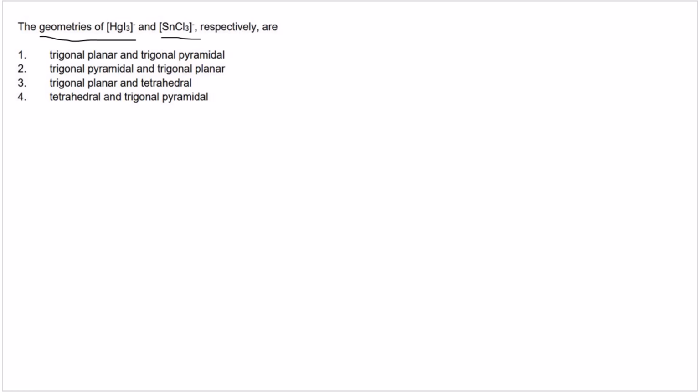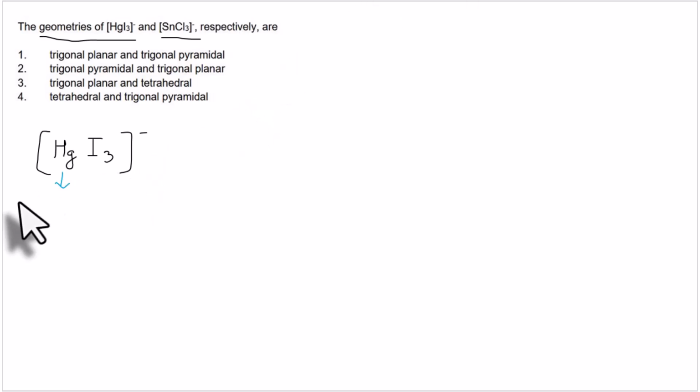So basically we have to find out the geometry of HgI3 minus and SnCl3 minus. So we will apply VSEPR theory here to predict these geometries. First is the HgI3 minus compound. Now we know that mercury is in the 5d transition series, and it is the last element of the 5d series.